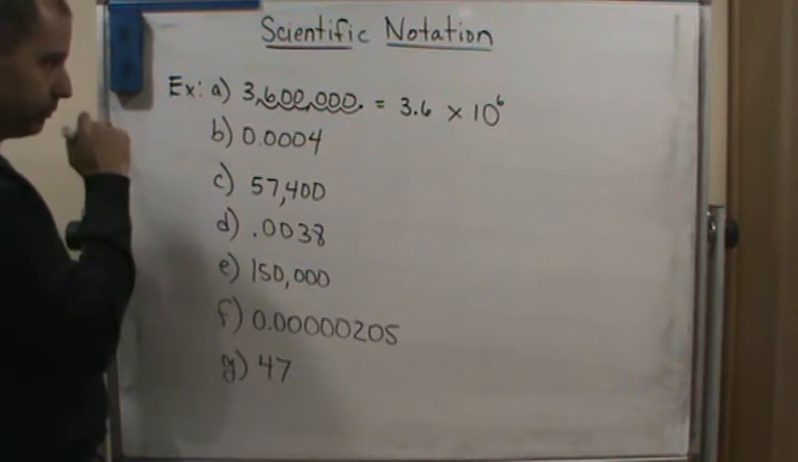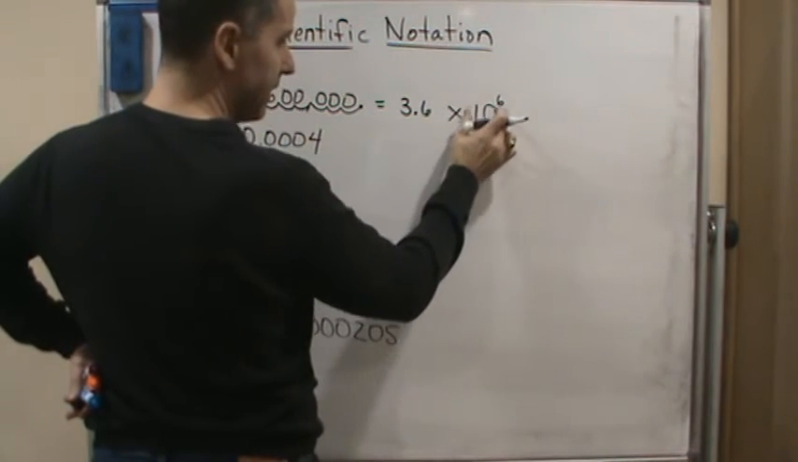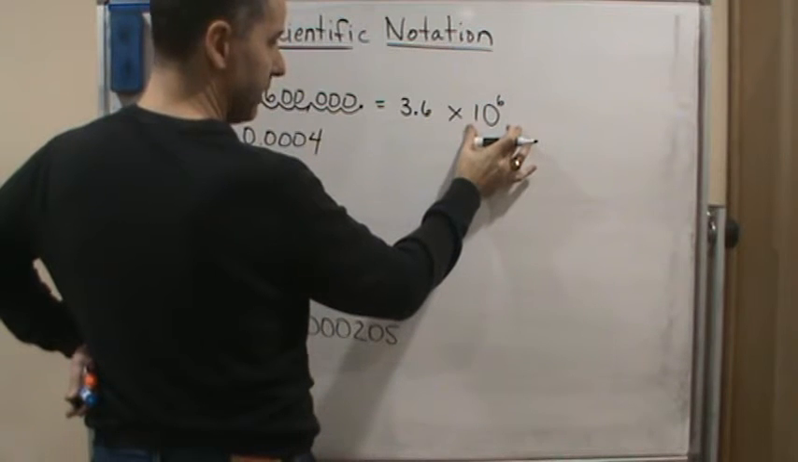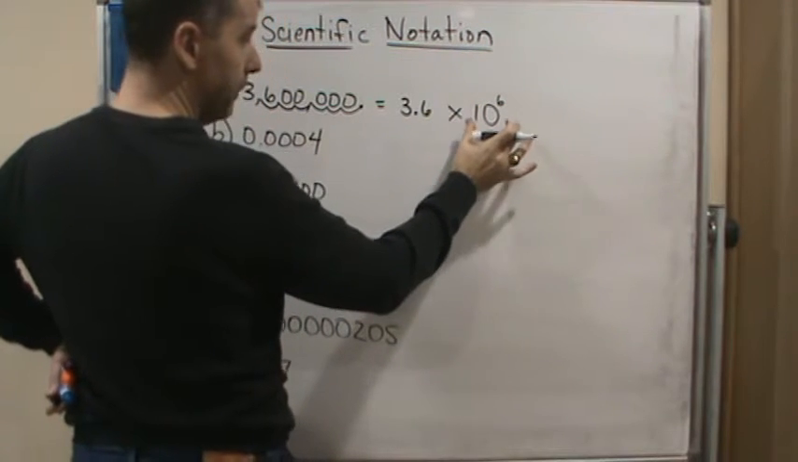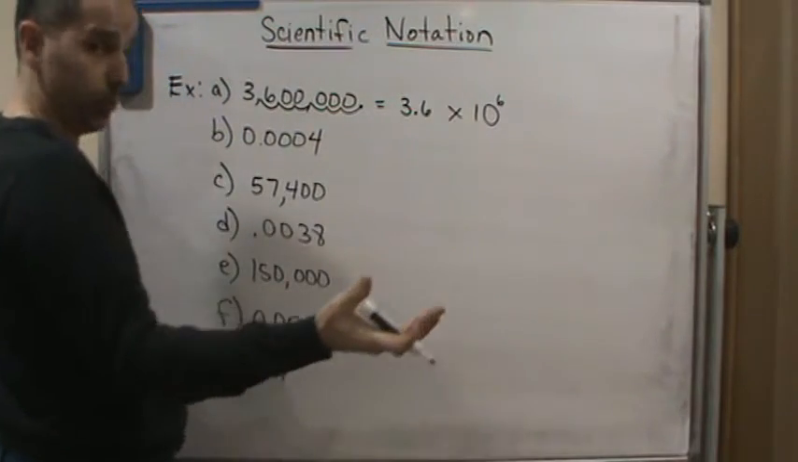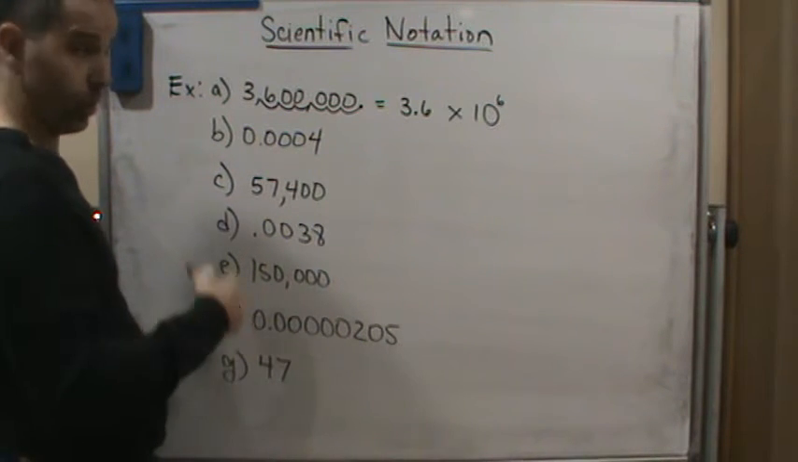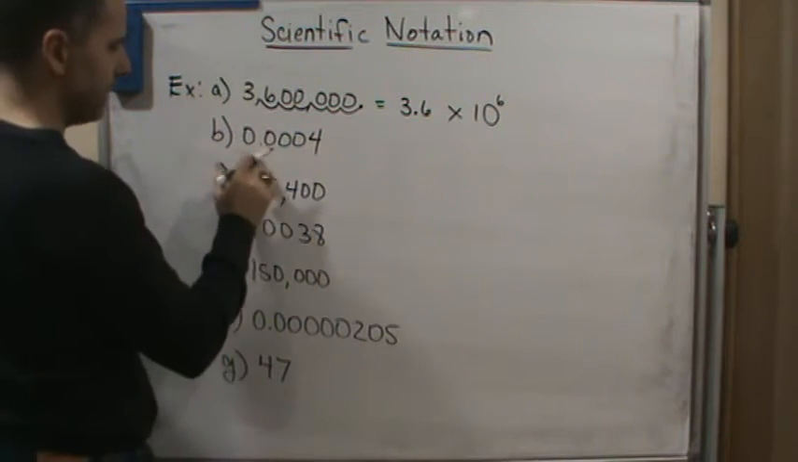Now, you can look at this as what's 10 to the 6th? It's 1,000,000. 1,000,000 times 3.6 is 3.6 million, or 3,600,000. Okay, so it works. Now what about this number?